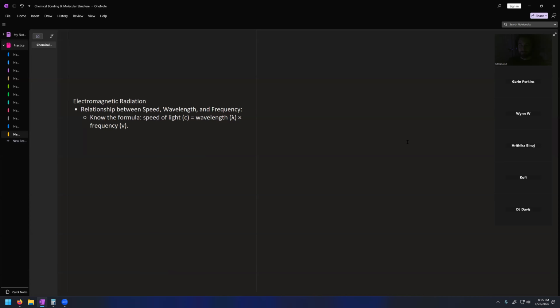From the formula, it says speed of light equals wavelength times velocity, and the symbol is V. No, it says frequency, and the symbol is nu, but nu looks a lot like a kind of italicized V. Okay.